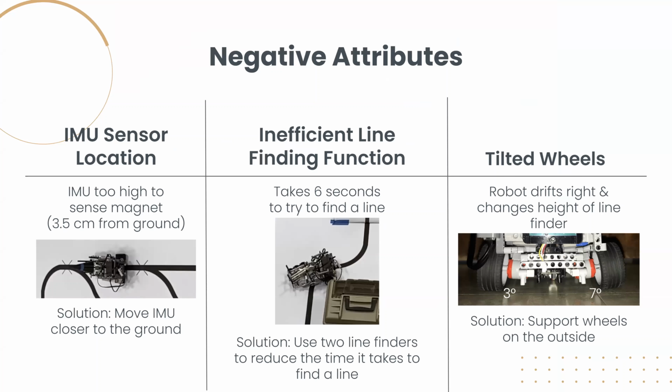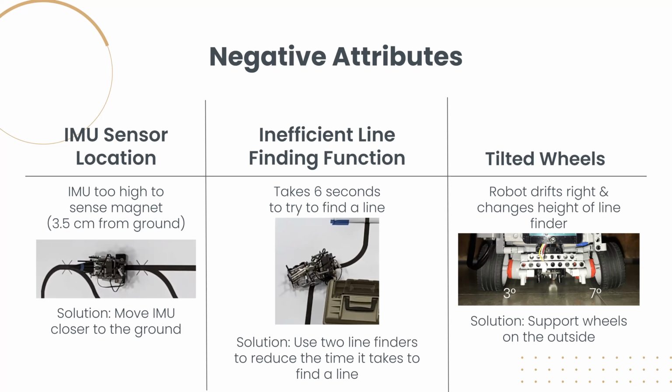Next, the macro had an inefficient line finding function that took 6 seconds to try and find a line. When the line sensor did not see a black line, the macro could turn to the right about 90 degrees, then to the left 180 degrees, then back to the right 90 degrees, and then slightly move forward. This takes an unnecessarily long time. A more efficient way of doing this would be to use 2 line finders on either side of the black line and alter the speeds when one of the line finders sees the black line.